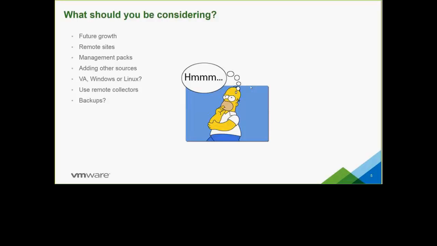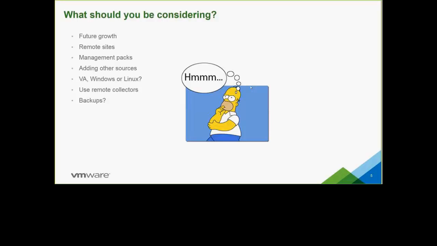Also, you need to think about what other sources you're going to be pulling in and pushing in. It could be that you're going to be doing integration with something like LogInsight or Hyperic, for instance. They're all a part of the operations management suite from VMware. So all of these things contribute to the scale and the size of your vROps deployment. So try to factor in all of these different bits and pieces, and you'll see why in a moment.